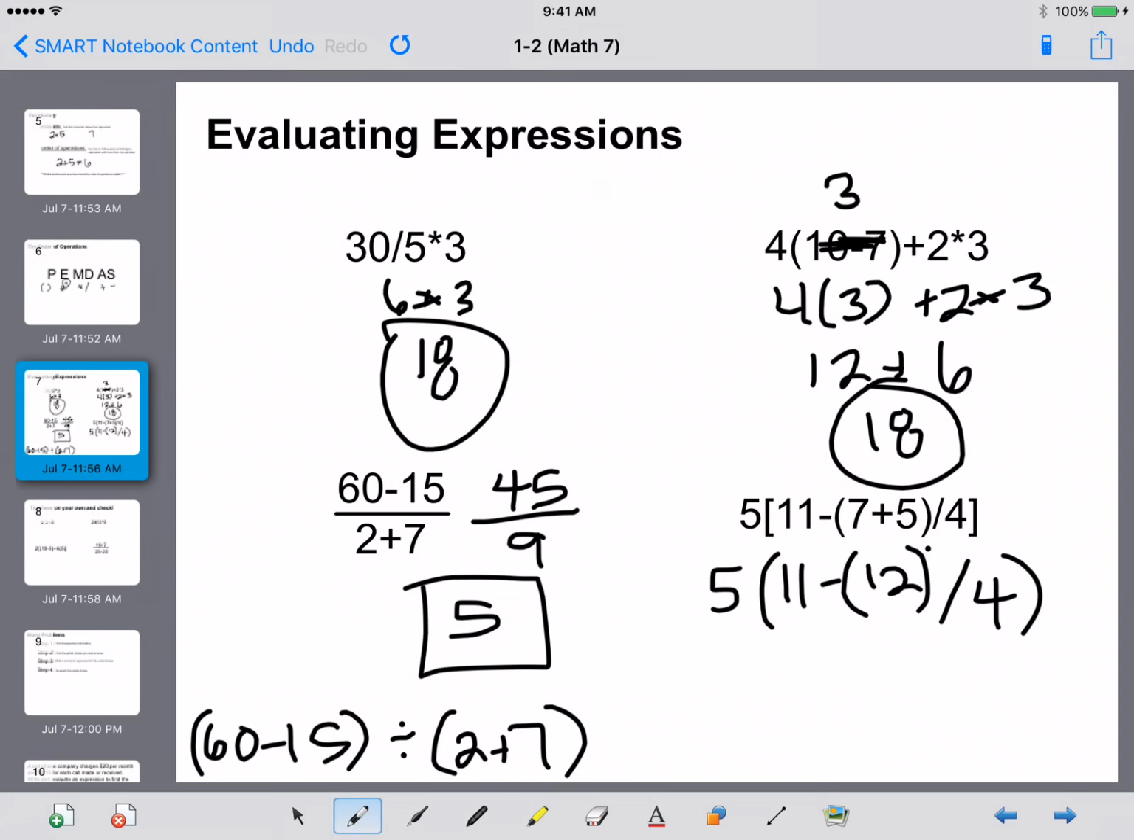When you think about PEMDAS, division comes before subtraction. So we're going to do 12 divided by 4 first, which will get us 3. So we'll have 11 minus 3 times 5. 11 minus 3 is 9. I'm running out of space, so I'm just going to erase there. And then 5 parentheses 9 parentheses means 5 times 9, which is 45.